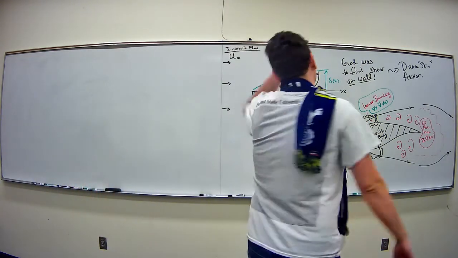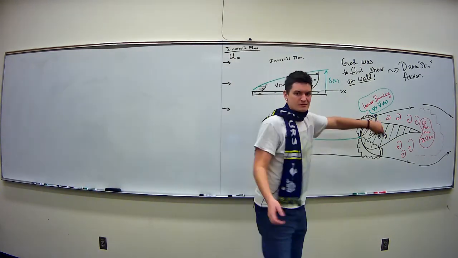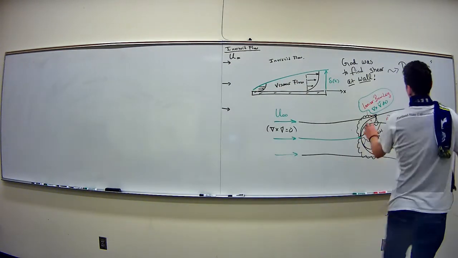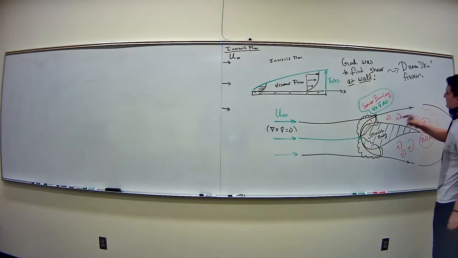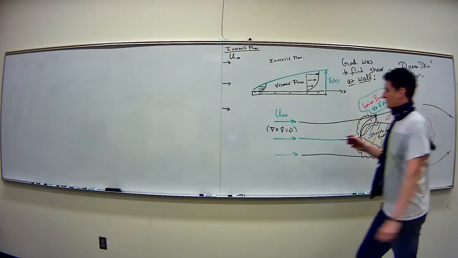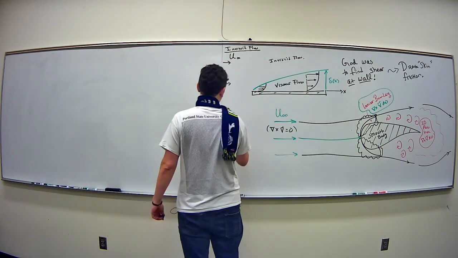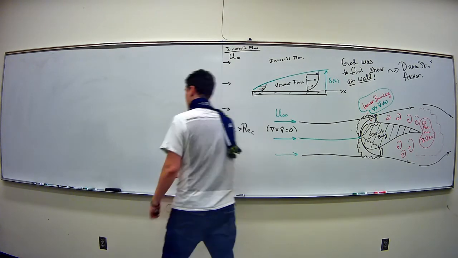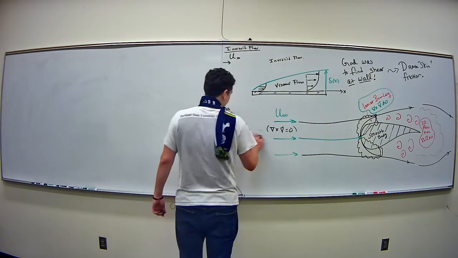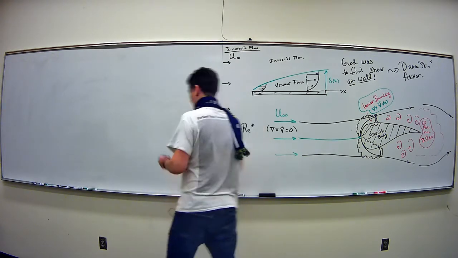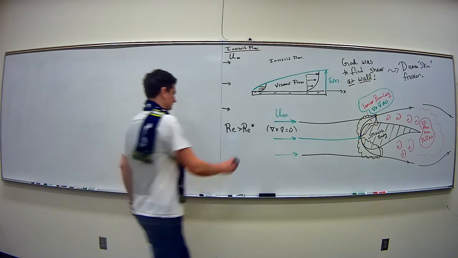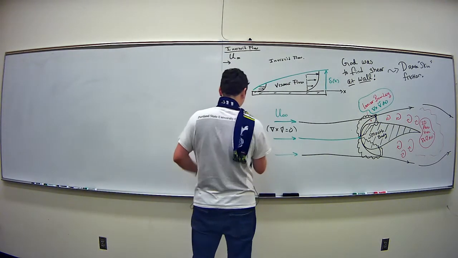What else in this? Oh, even on this, imagine it could be a sphere or some blunt body as well, however you want to do it. But you also notice that this behavior really is only happening when the Reynolds number of the flow is greater than a critical Reynolds number. Say critical like that.